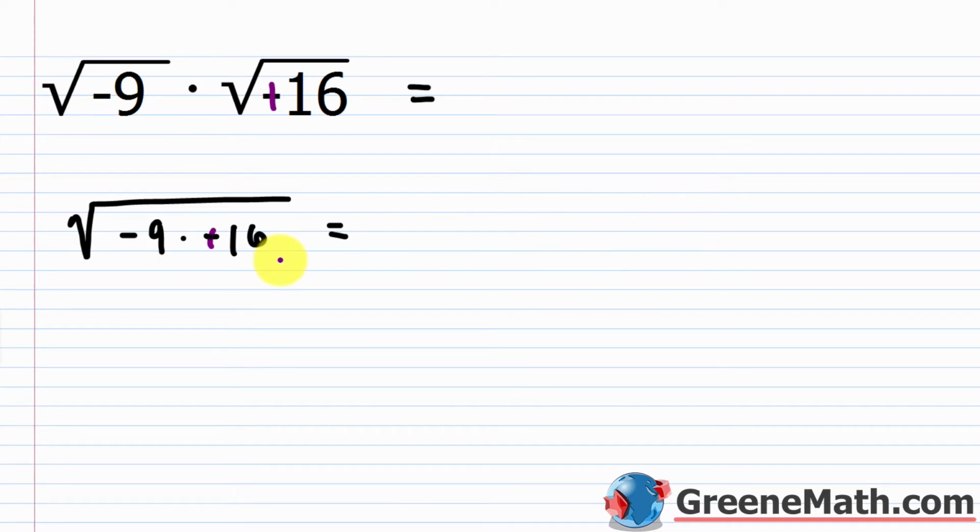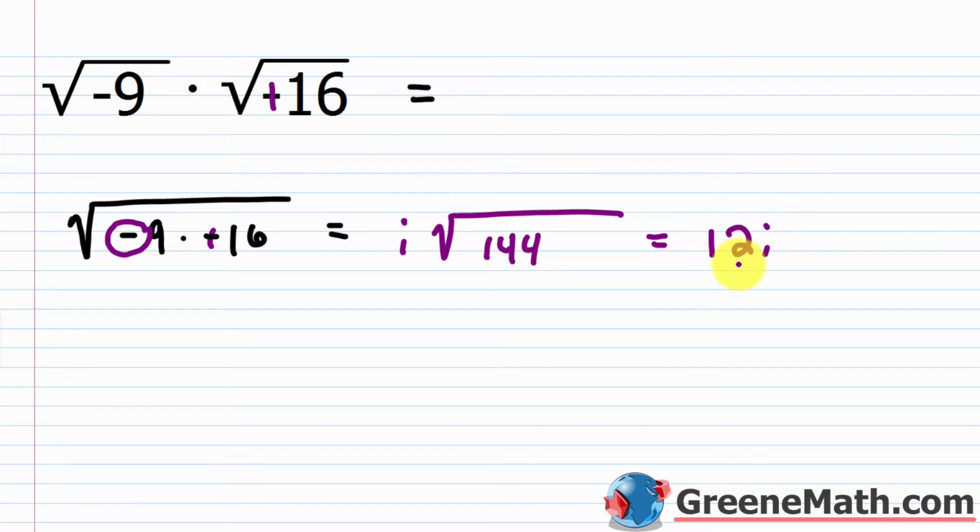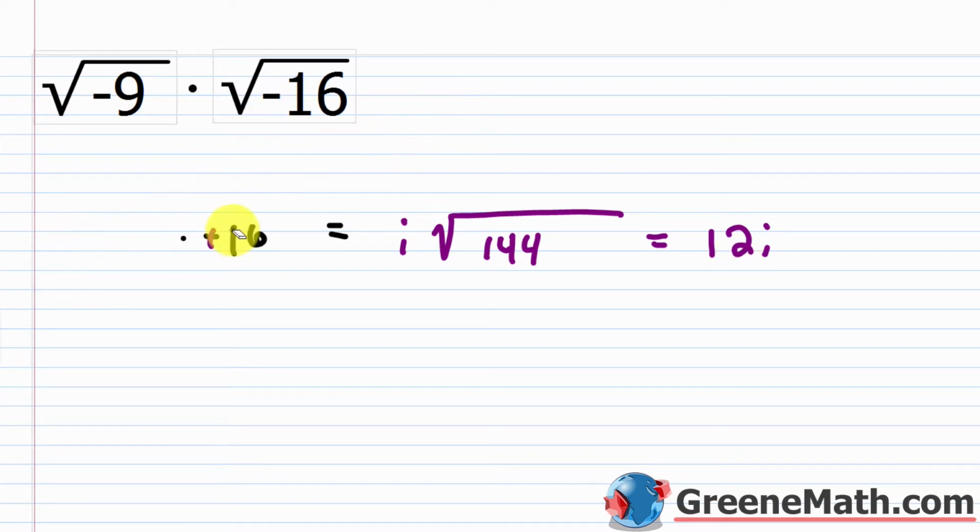For this case, what I would end up doing is pulling the negative out of this part and saying I have an i times the square root of, you'd have 9 times 16, which is, again, 144. So this equals square root of 144 is 12, so this would be 12i. Okay, that would be the correct solution. That's fine. But again, if you use two negative radicands, you cannot use that rule.